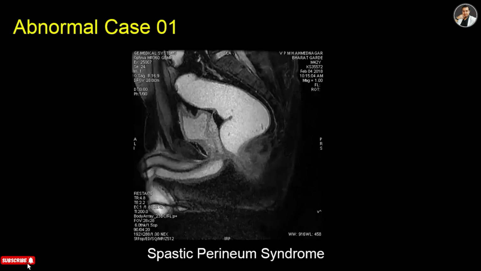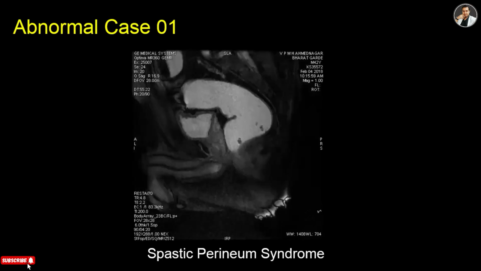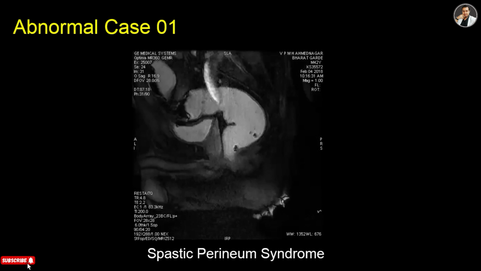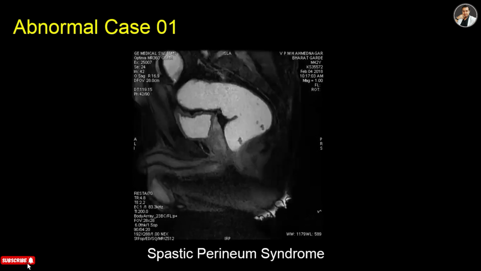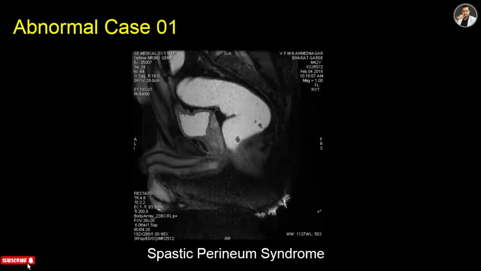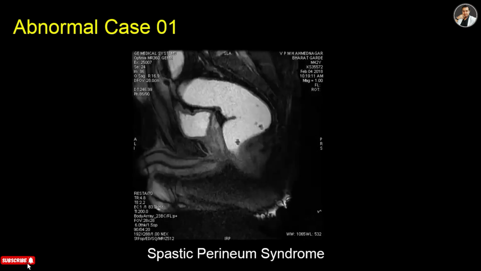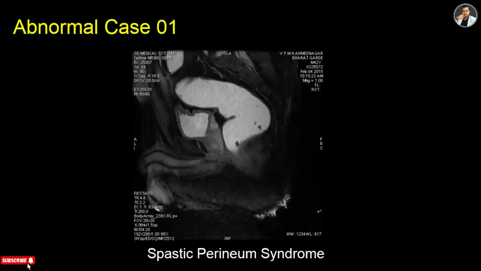So now let's see some abnormal cases. The first case is spastic perineum syndrome. So what is spastic perineum syndrome? I played the video. Spastic perineum syndrome, also known as spastic pelvic floor syndrome, is a condition where the puborectalis muscle, part of the pelvic floor, contracts inappropriately during defecation, hindering the normal relaxation and widening of the anorectal angle. So this is the spastic perineum syndrome you can see.